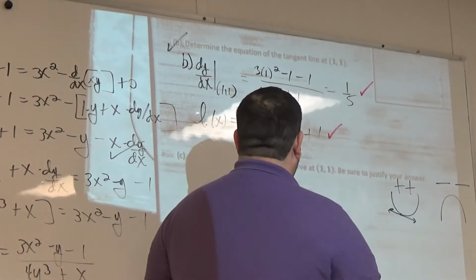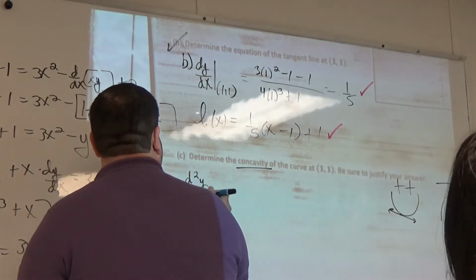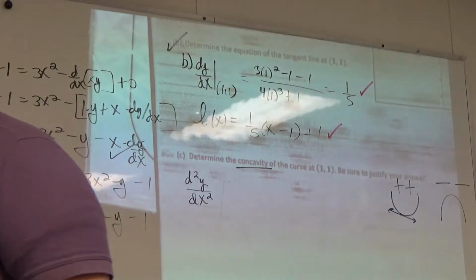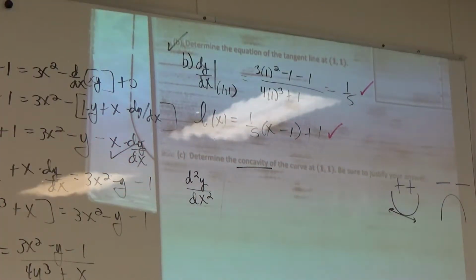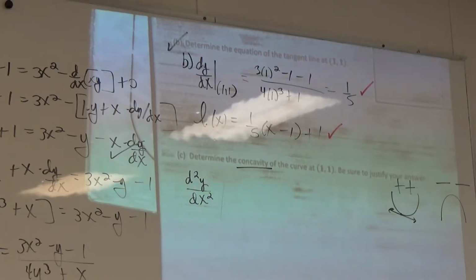All right, so the key here is to look at d squared y dx squared. I have to look at the sign of the second derivative. The reason why this is a 4-point question is that finding the second derivative is not going to be easy.